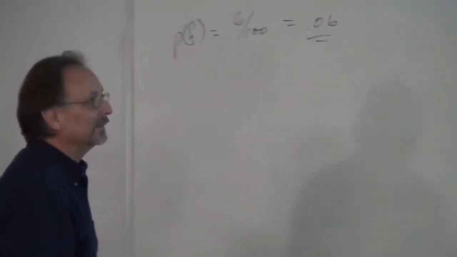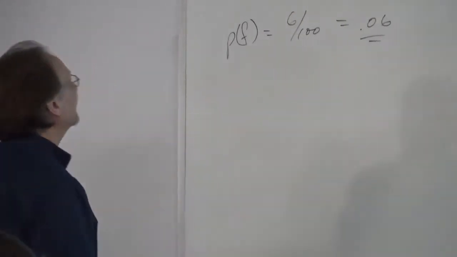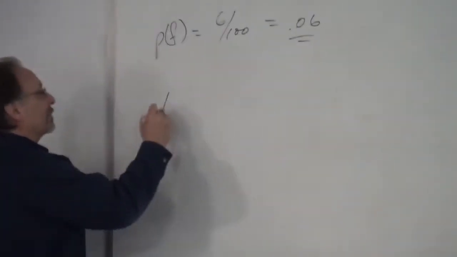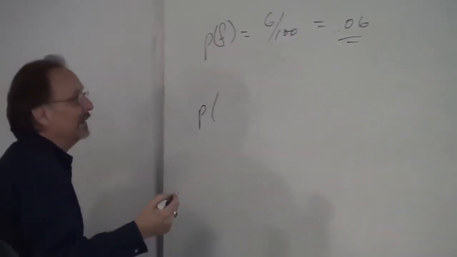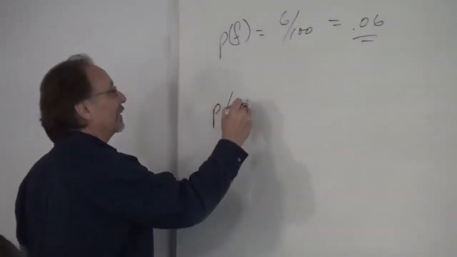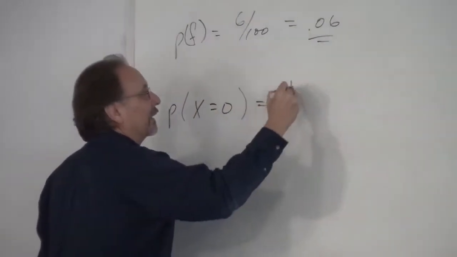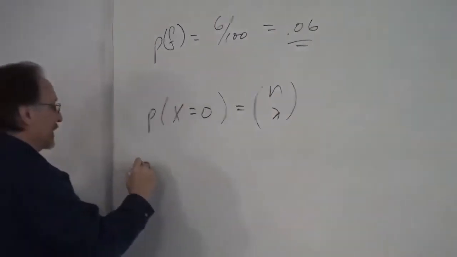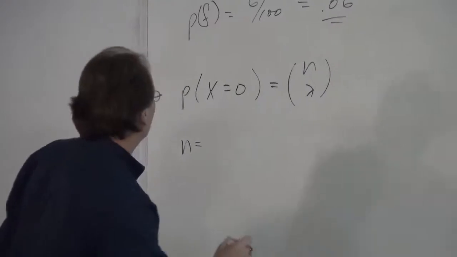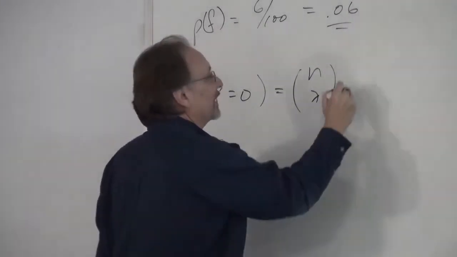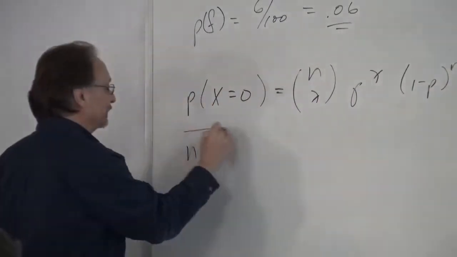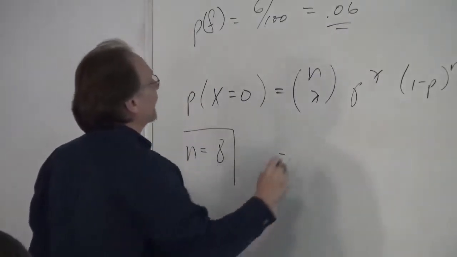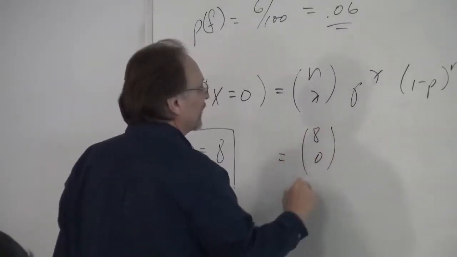Next 8 flights, what is the probability of no failures? What is the probability of at least 1 failure? So this is binomial, probability of no failures. That would be the probability of x equals 0. And that's n objects taken x at a time, so in this case n was 8. So n objects taken x at a time, p to the x, times 1 minus p to the n minus x. So that's 8 objects taken 0 at a time. We know that goes to 1.